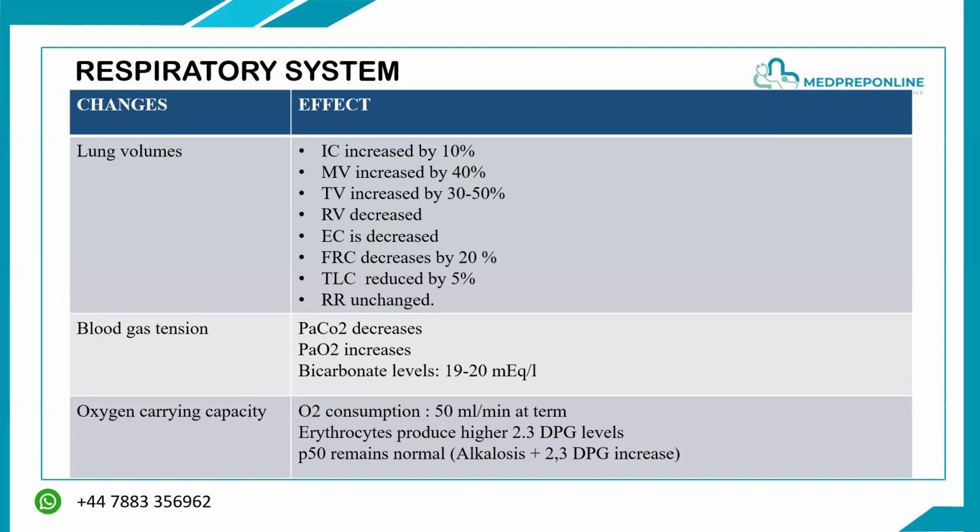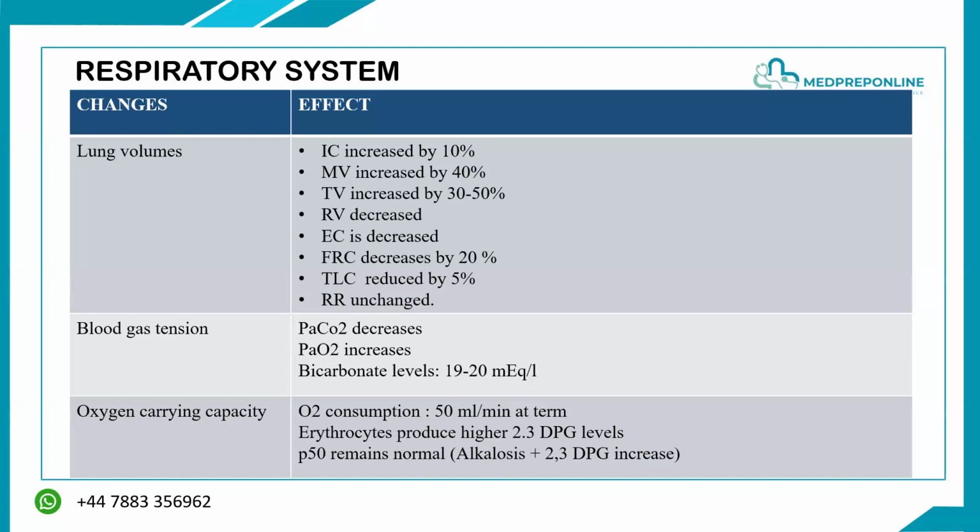You don't have to remember the absolute values, but you should always remember which parameters are increasing and which are going down, because these are common questions in your exam. So REFT is the mnemonic to remember what decreases during pregnancy. That is residual volume, expiratory capacity, functional residual capacity, and total lung volume.